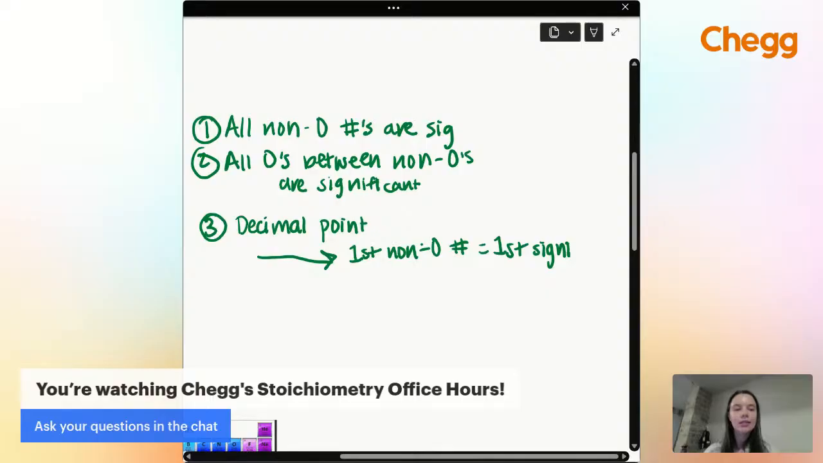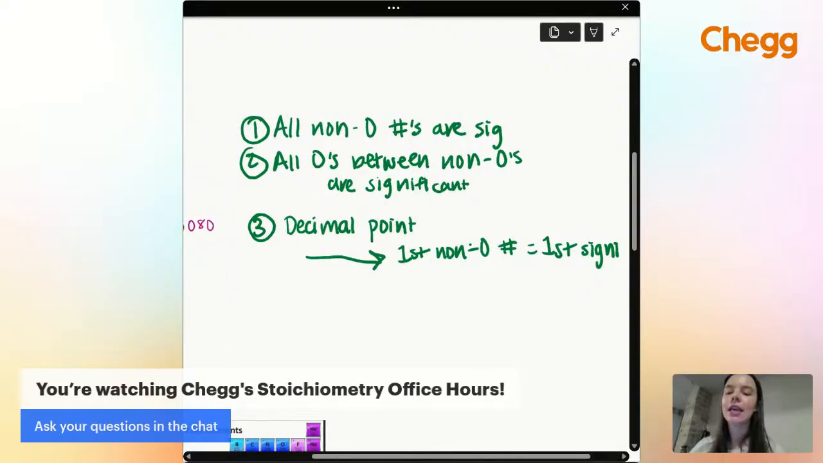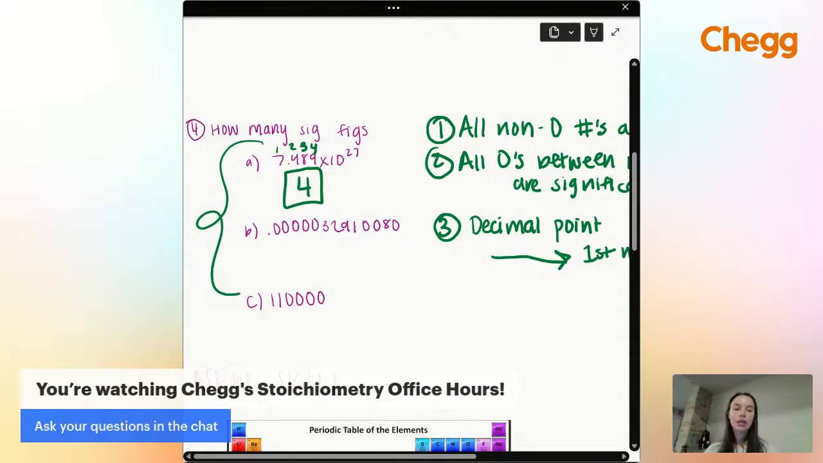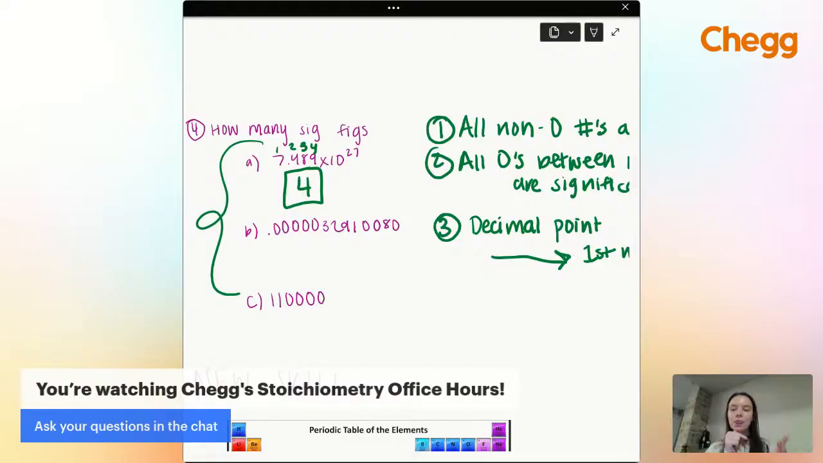I know that one's a little bit harder to write out, but if there's a really small decimal number, you start, go to your first non-zero number, and I'm going to show this in a minute, and then you count how many significant figures you have until you are out of non-zero numbers.